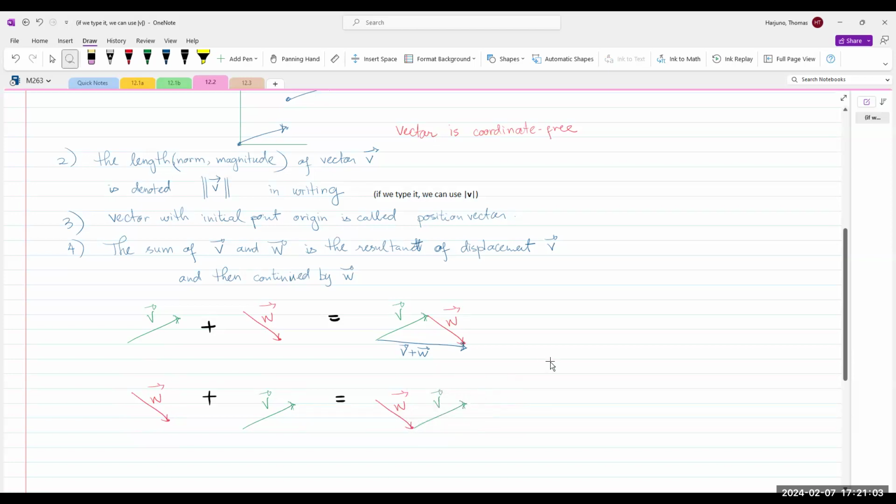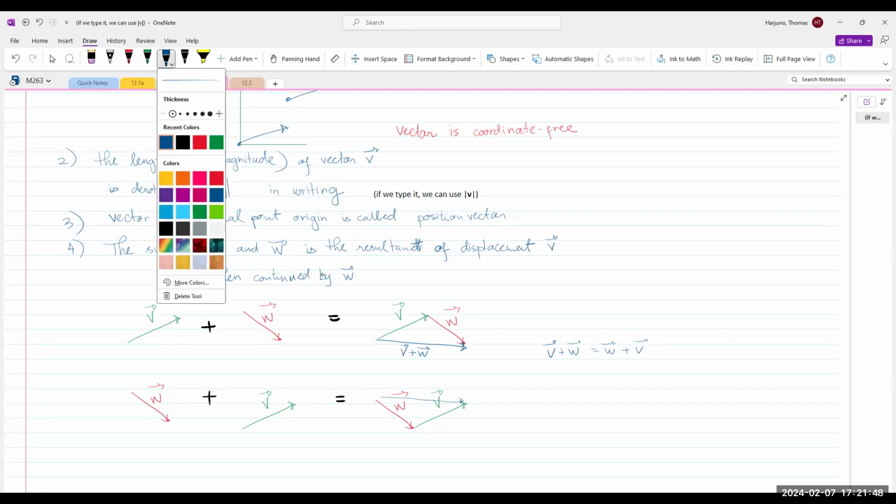Okay, now let's show that they are actually exactly the same. How? I will match it here. Do you see that? Do you see that? Right? Okay. So the summation of vectors is commutative. V plus w equals w plus v.